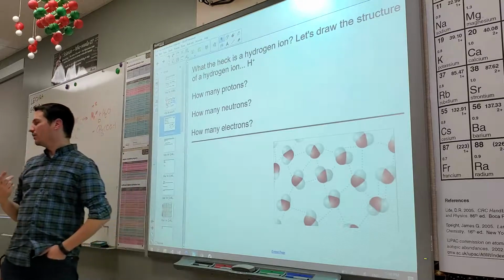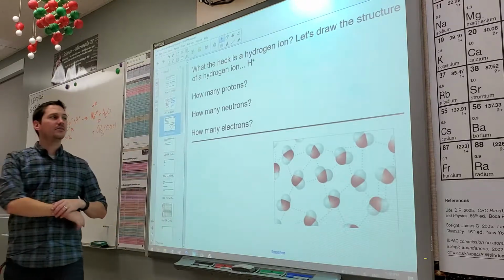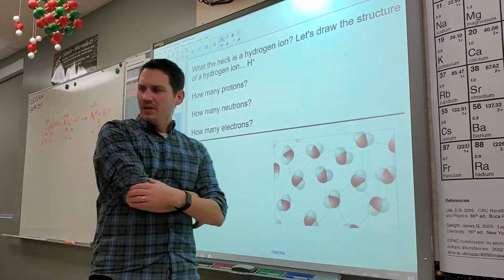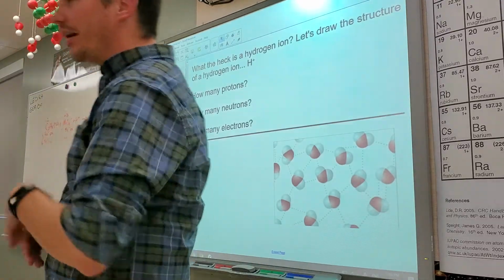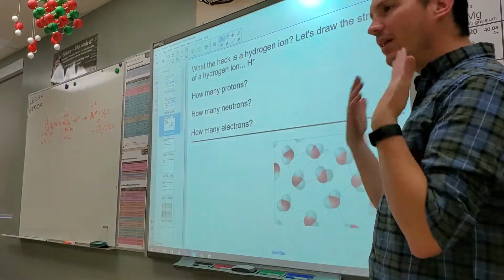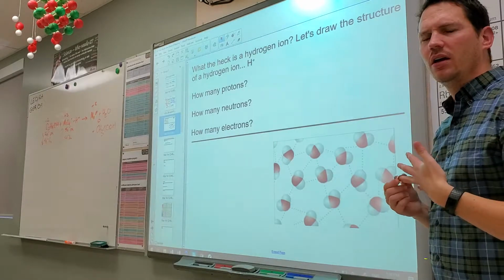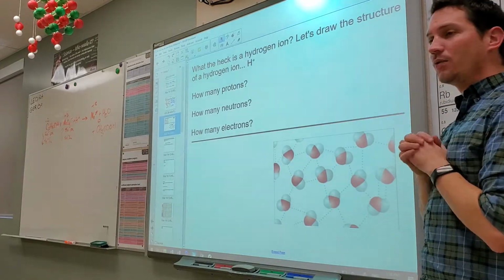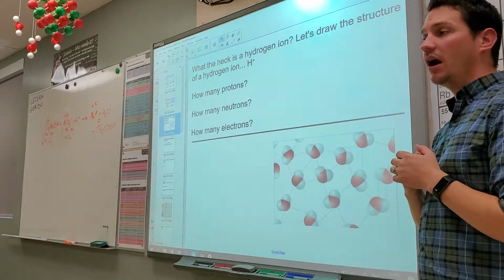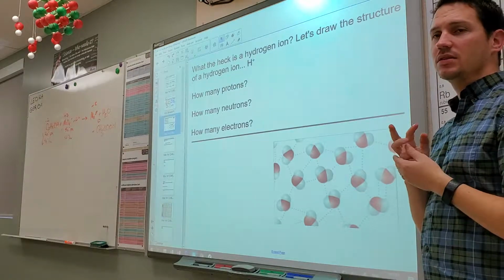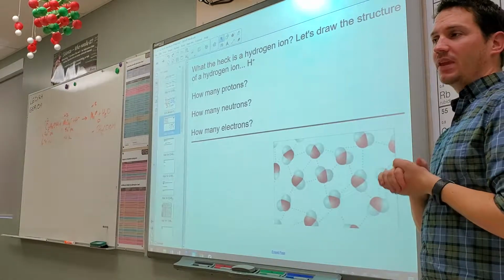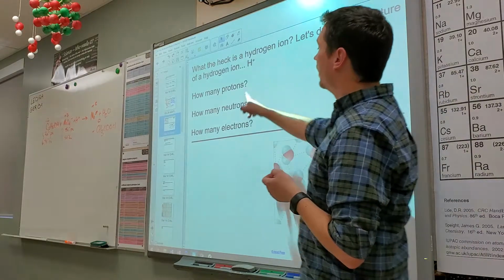That's more of a review of Science 9 and 10 than anything. Okay, so acids make hydrogen ions. What the heck is a hydrogen ion? Let's take a look at a real in-depth picture of what a hydrogen ion is. How many protons are in H+?